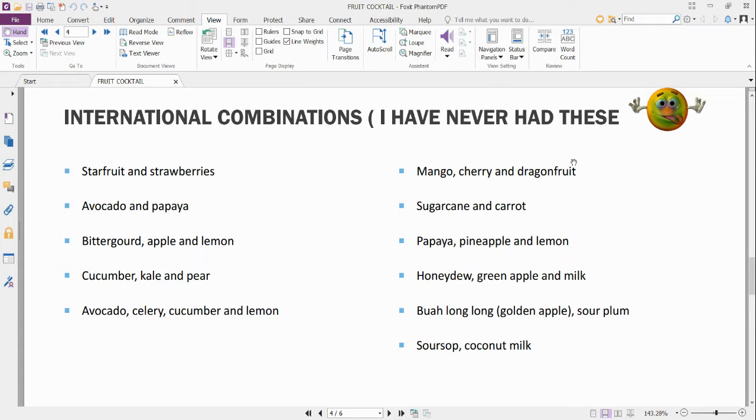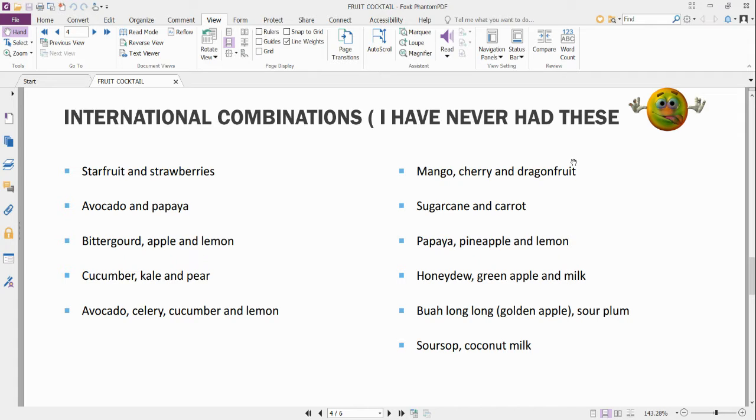Sugarcane and carrot, one of my all-time favorites, and also maybe sugarcane ginger. Those are the things I look at. I know those might not be fruits, but they are juices that we find locally. And then bitter gourd, apple, and lemon. Bitter gourd is also a vegetable, so you can use this.